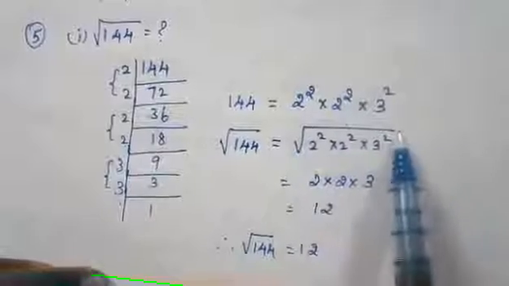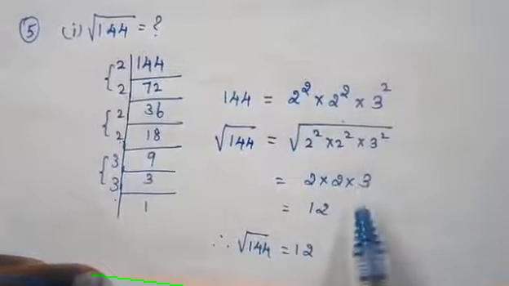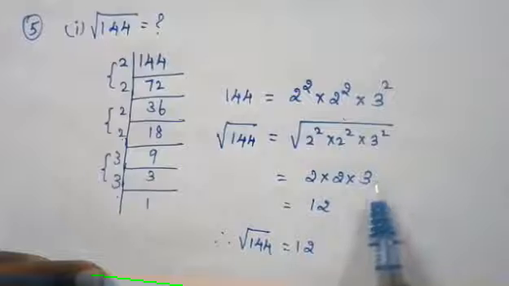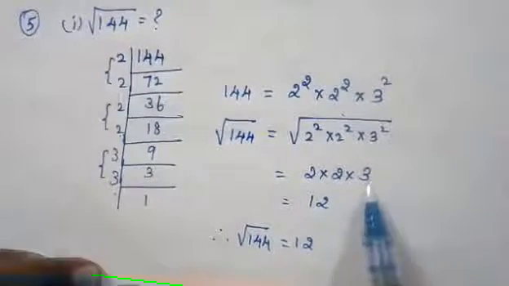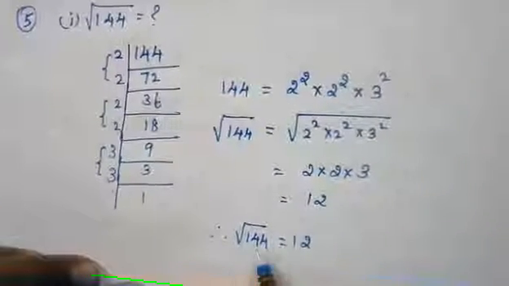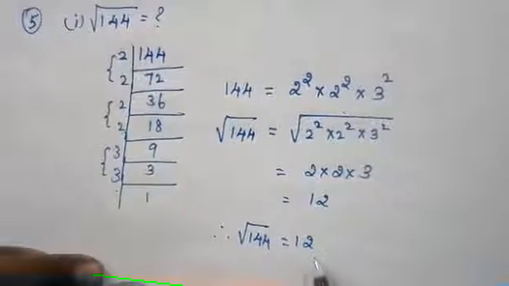We have a square root. So square and square root become cancelled. So 2 into 2 into 3. So these 2 2s are 4. 4 3s are 12. So therefore square root of 144 is equal to 12.